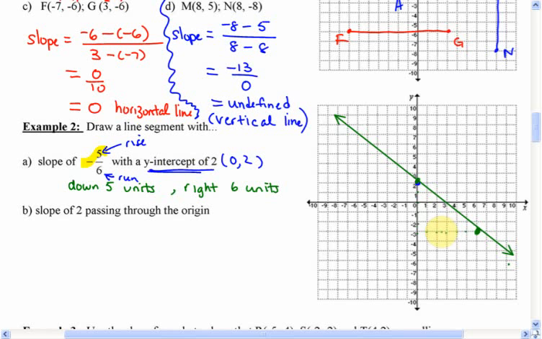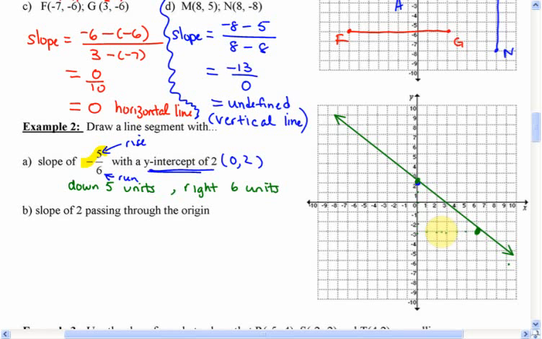All right, let's keep going. How about part B? Slope of 2 passing through the origin. What does it mean when I say slope of 2? You're like, shouldn't it be rise over run? How come I only see one number? Uh-oh. Can you change this into a fraction for me, somebody?